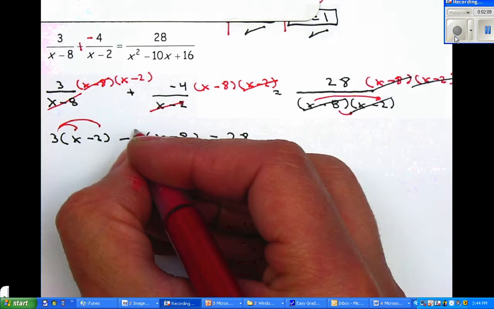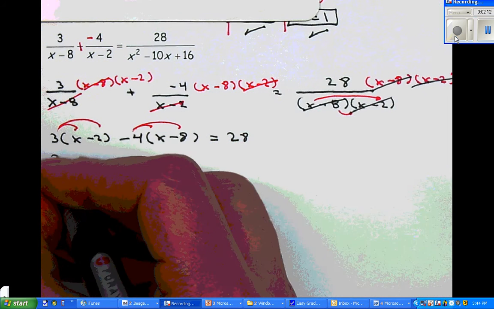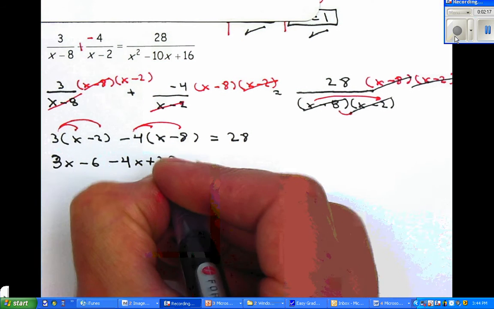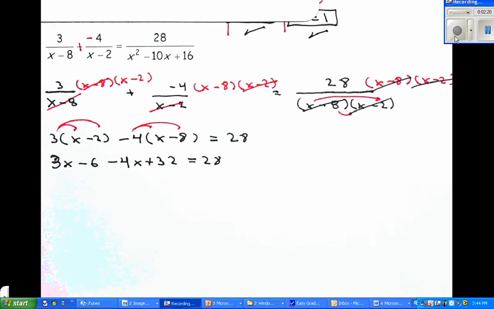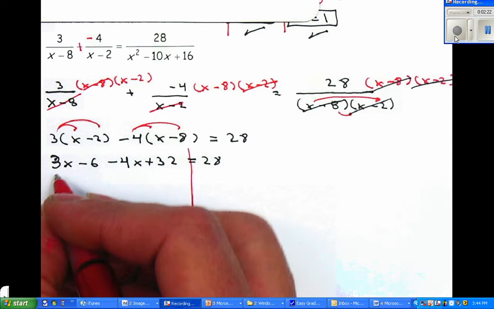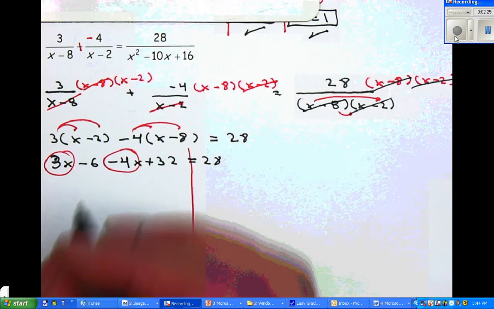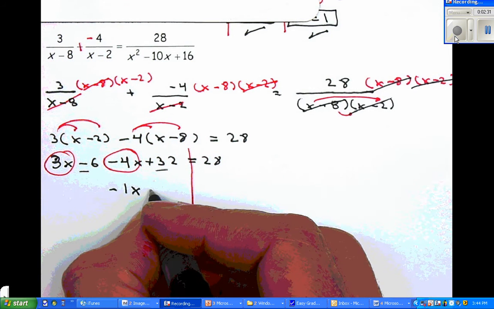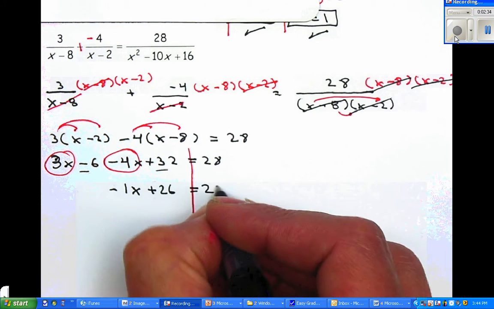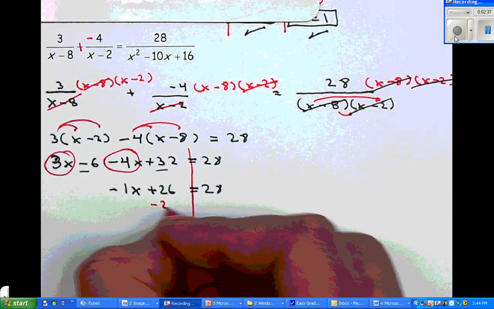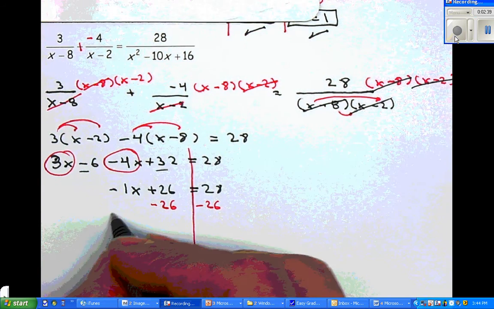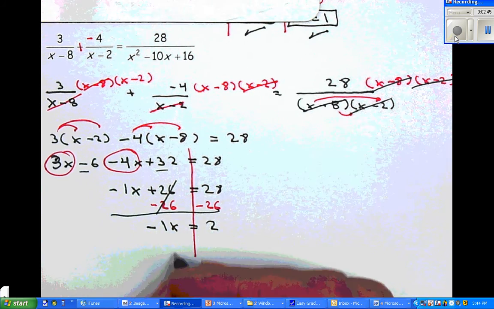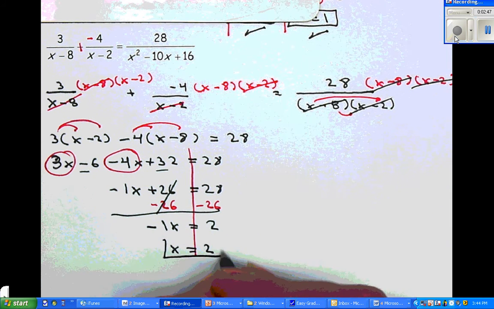We are going to use the distributive property on both. We have 3x minus 6 minus 4x plus 32 equals 28. I'm going to combine my like terms in an equation. Combine the x's together. That'll give me negative 1x. Combine your numbers. That'll give me positive 26 is equal to 28. I'm going to subtract 26 on both sides. That will cancel. Negative 1x is equal to 2. And divide by negative 1, x is equal to negative 2. We only have one solution.